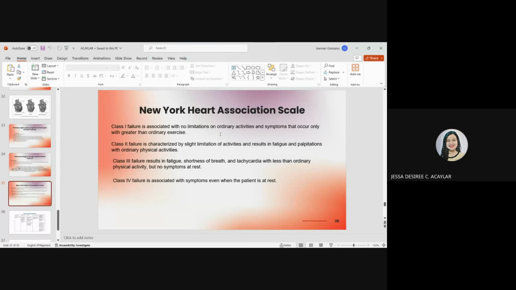Sa class 2 naman is failure is characterized by slight limitation of activities and results in fatigue and palpitations with ordinary physical activities. So, itong class 2 is kapag medyo sumobra ka, magkaka-fatigue ka na, may palpitation, nalilimit talaga, may slight limitation. So, sa class 3, failure results in fatigue, shortness of breath, tachycardia, with less than ordinary physical activity, but no symptoms at rest. Class 4 failure is associated with symptoms even when the patient is at rest.